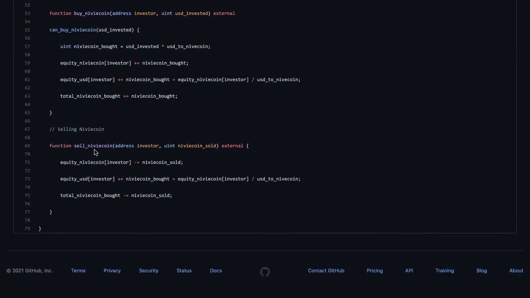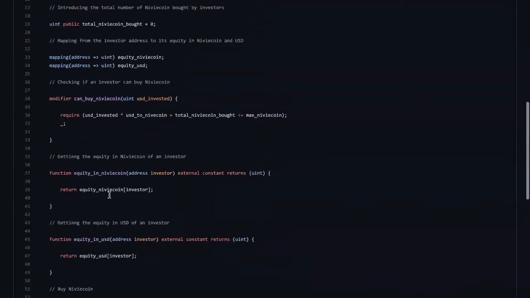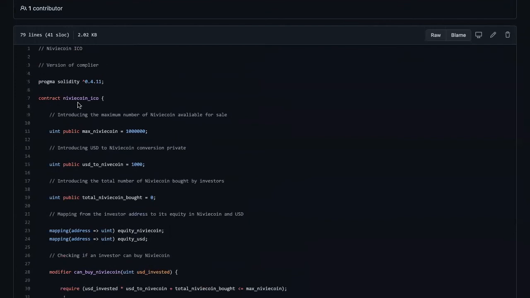So if an investor wants to sell the coin later down in the future, how would they go about it? So we're taking two parameters, address and how much Niviecoin they want to sell. Let's say this investor who had 10,000 Niviecoin wanted to sell 5,000 of that. So what we would do is take how much Niviecoin they're selling and take it away from their account. Next, we're going to subtract the amount of Niviecoin that they're selling from the total that is bought, so we can make sure that there is more Niviecoin available. So these were just the functions of how the Niviecoin is set up and how the Niviecoin ICO works.